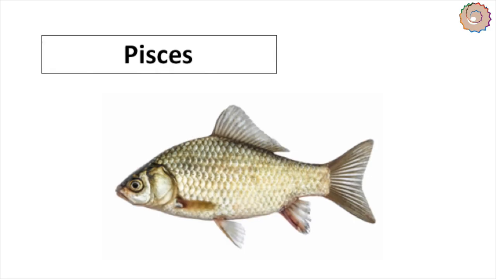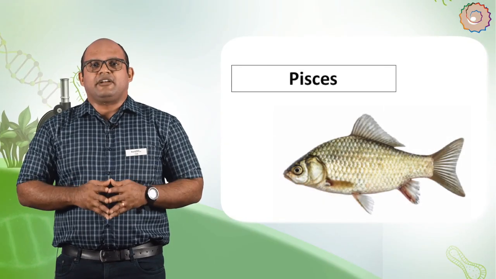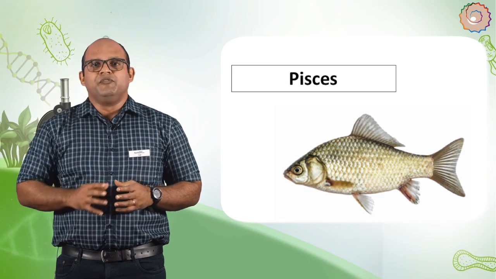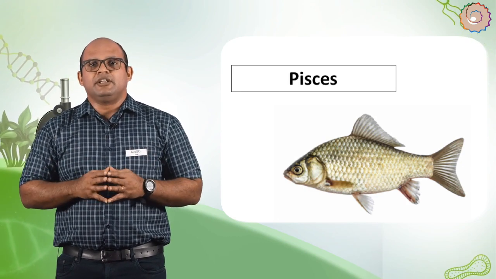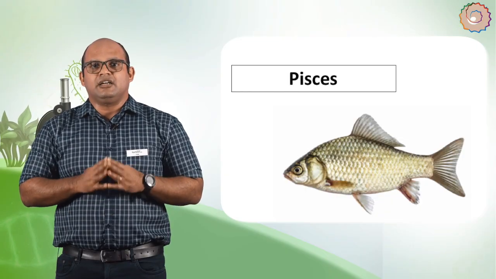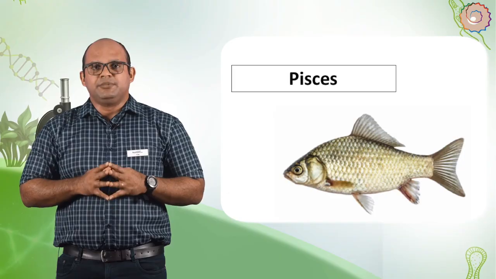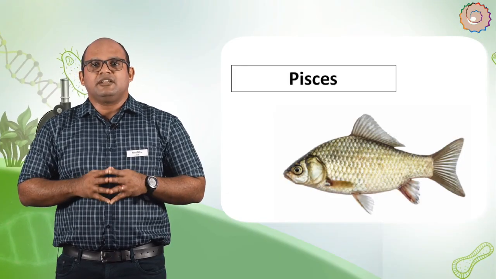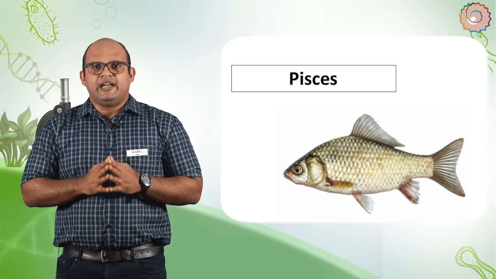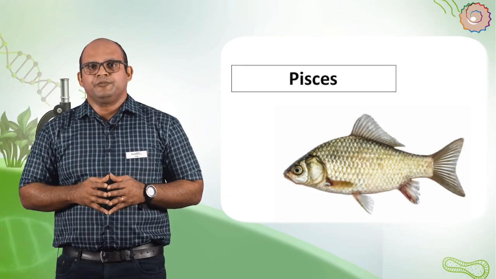Next, we come to the Pisces, which includes the true fish. The true fish are characterized by the presence of a true jaw, which is actually a highly modified structure derived from the gills. They also have scales and a true skeleton composed of hard bone. The spine persists throughout their lives and encloses the nervous system, and they also display a high degree of differentiation in their digestive and other systems.